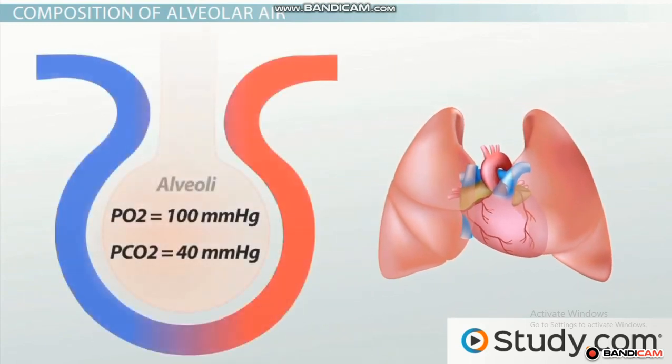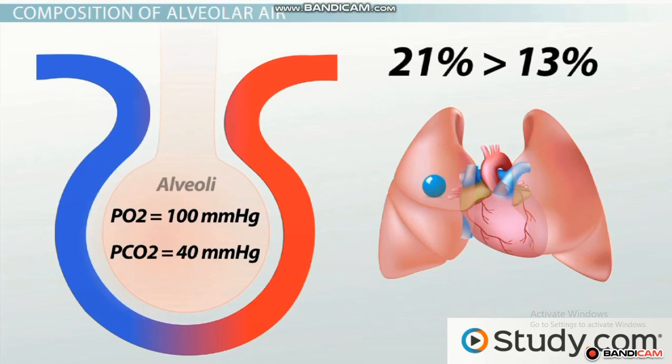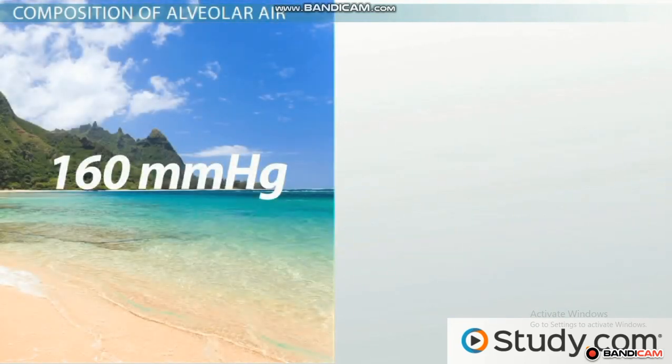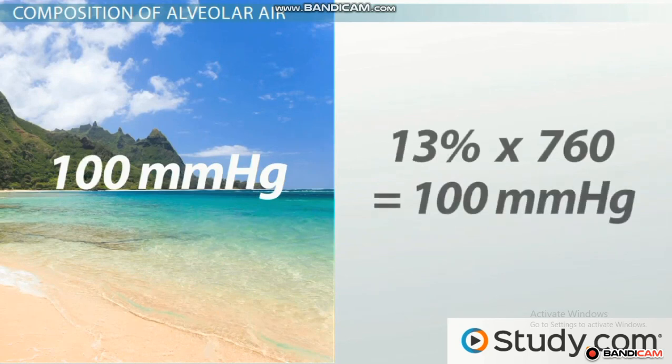Well, by the time the inspired air reaches the alveoli where gas exchange occurs, the concentration drops from about 21% to about 13%. At sea level, this reduces the partial pressure of oxygen from 160 millimeters of mercury to about 100 millimeters of mercury, as 13% of 760 is about 100 millimeters of mercury.